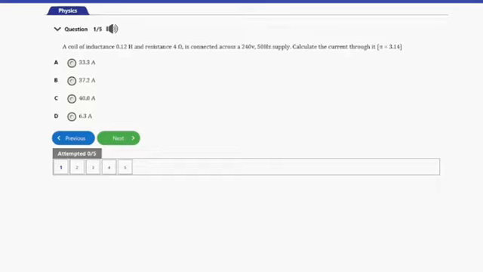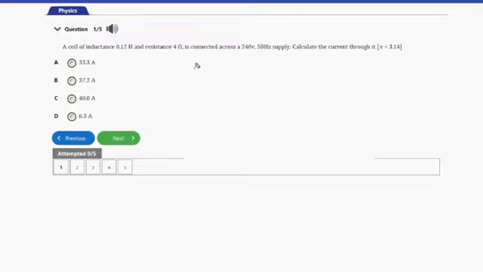It says, a coil of inductance 0.12H and resistance 4 ohms is connected across a 240 volts 50 Hz supply. Calculate the current through it. Take pi to be 3.14. Alright, so we have options here. We are just going to start by calculating the reactance of this. Then when we get the reactance, from there we can now substitute and get the current.